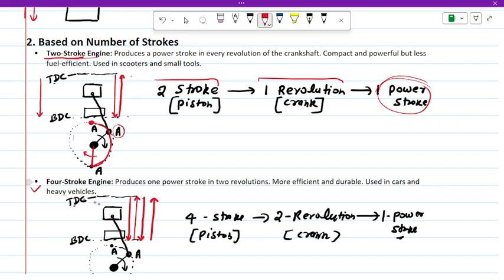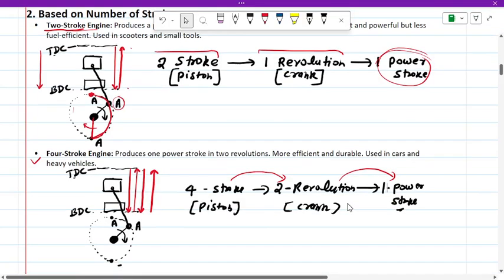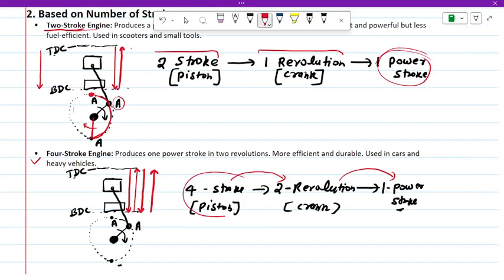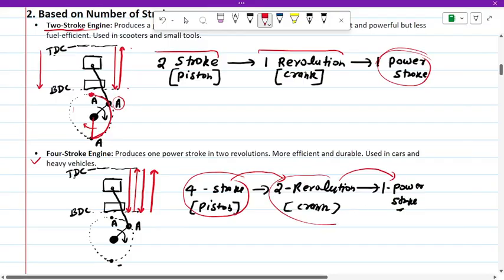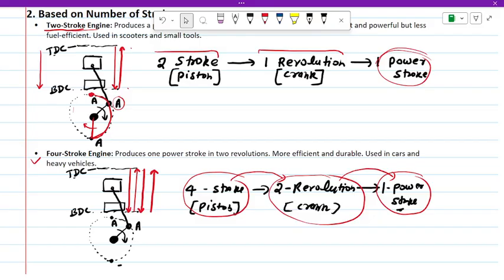And what is four stroke? If the piston takes four strokes, there will be two revolutions of the crank, and we get power only one time. So the complete cycle is taking place in four strokes. That means two revolutions, and that means one power stroke. So this is known as a four stroke. The name is based upon the motion of the piston for getting a single power.